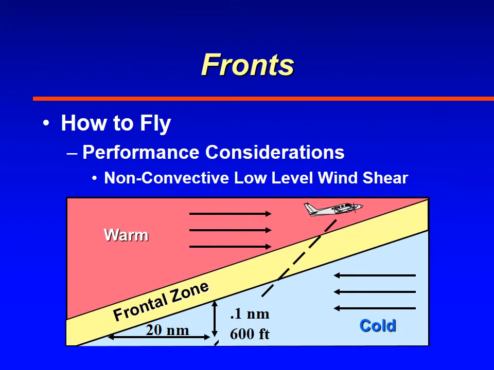So this is what it looks like visually or in a cross-section as you depart the airport. You'll notice that you have a headwind when you depart, but you'll have a tailwind at about 600 feet, and that does affect your performance.